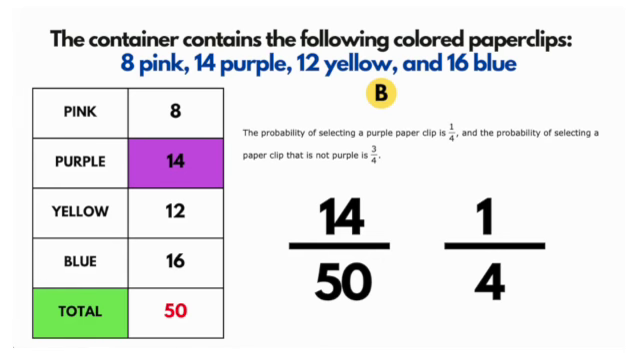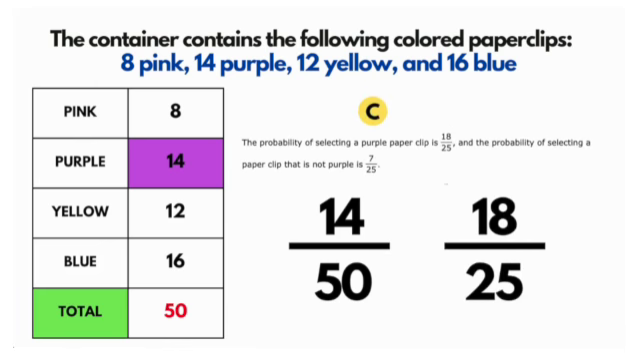So let's look at B. The probability of selecting a purple paperclip is 1/4. Now we're going to do the same thing, only we're going to put 1/4 in there, because this question just flipped how it was stating it. So is 1/4 equal to 14 over 50? In this case, no, this one doesn't work either.